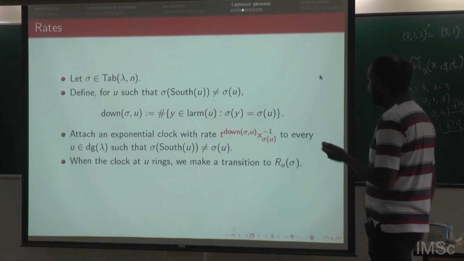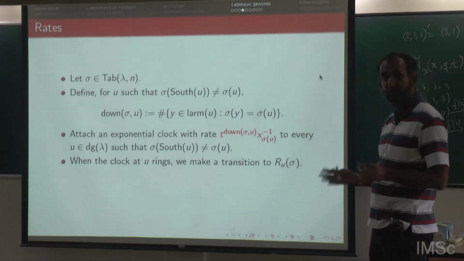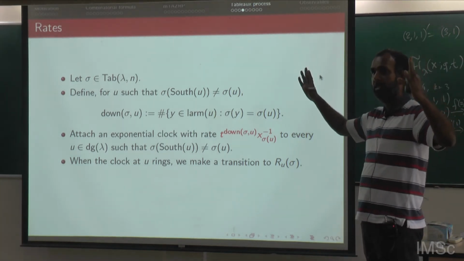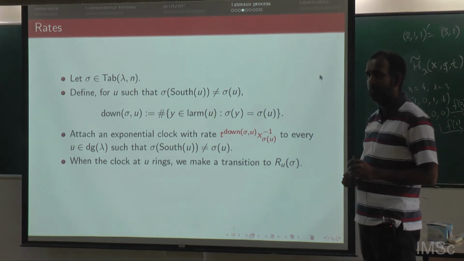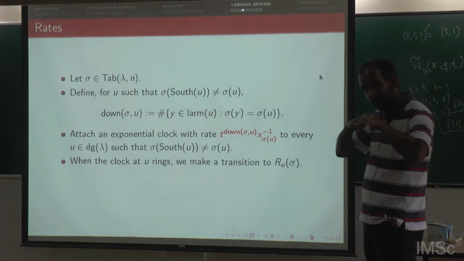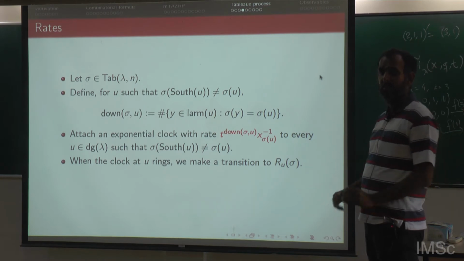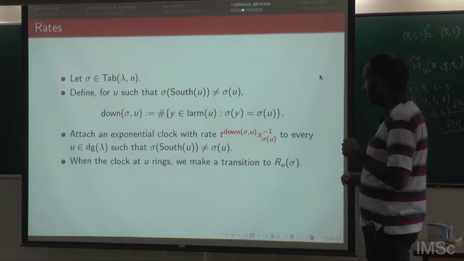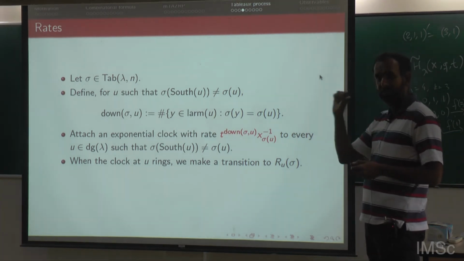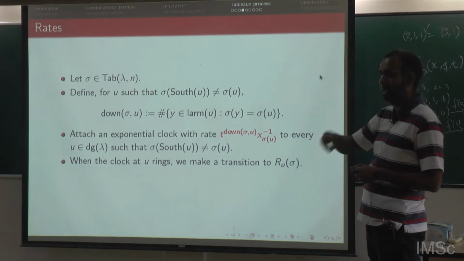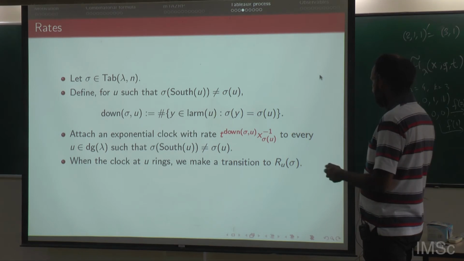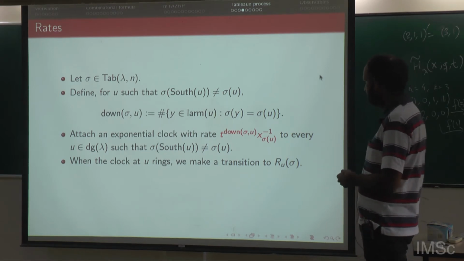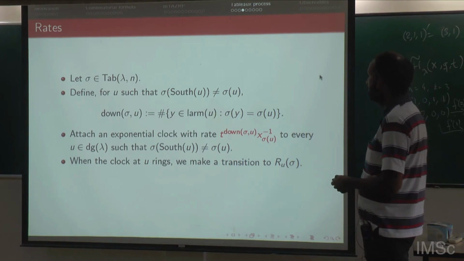Okay, so now I can describe the process on tableaux. Remember, I have this partition lambda like that. I'm allowing all possible fillings, and I'm going to pick a u. I start with any filling, I pick a u and I apply this RU transformation with a rate. So I want to describe that.